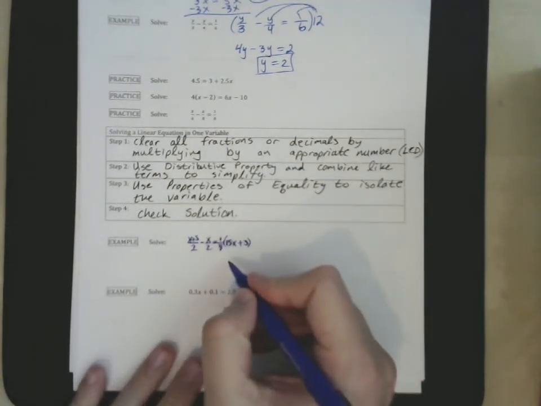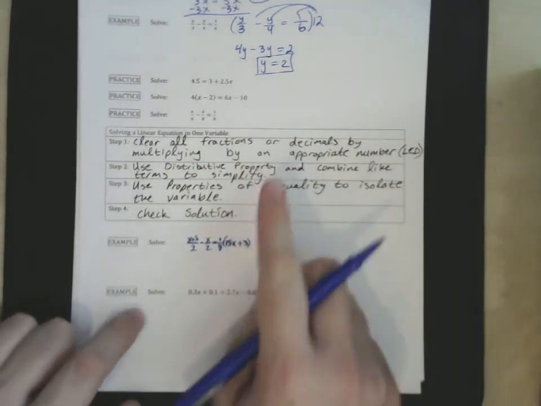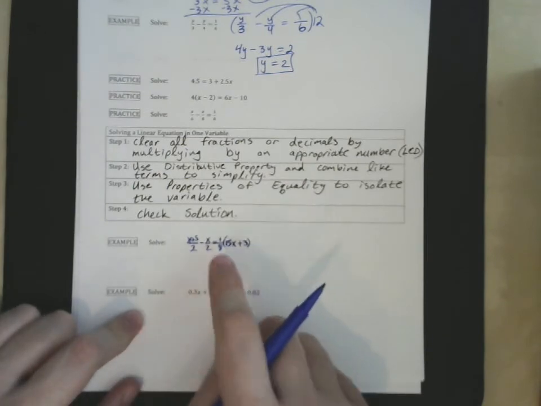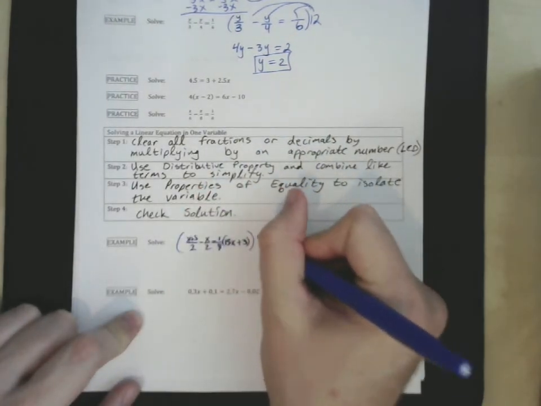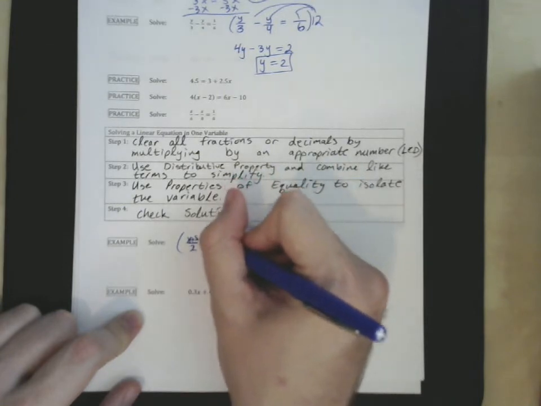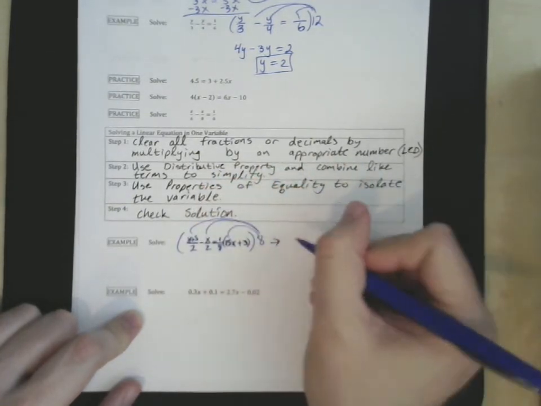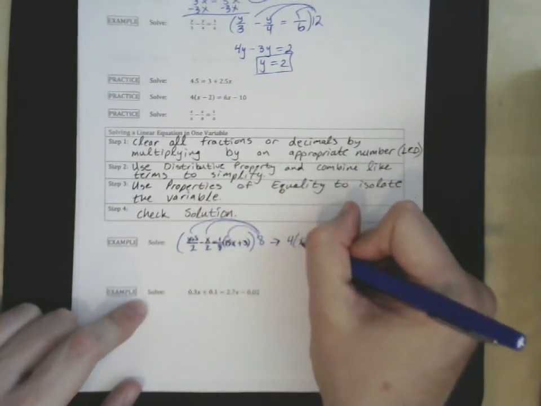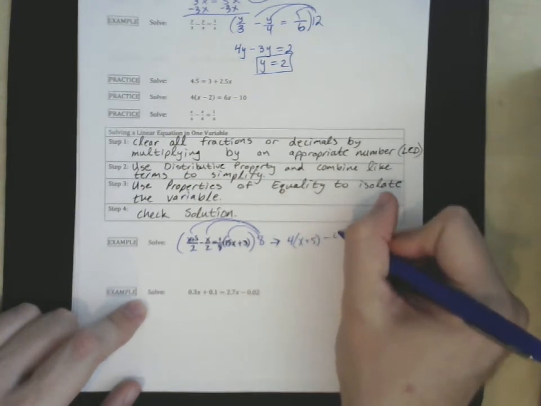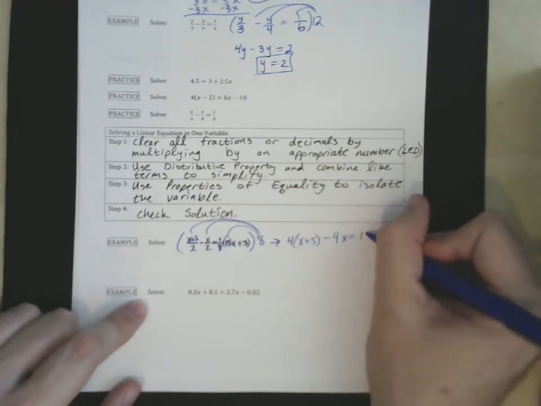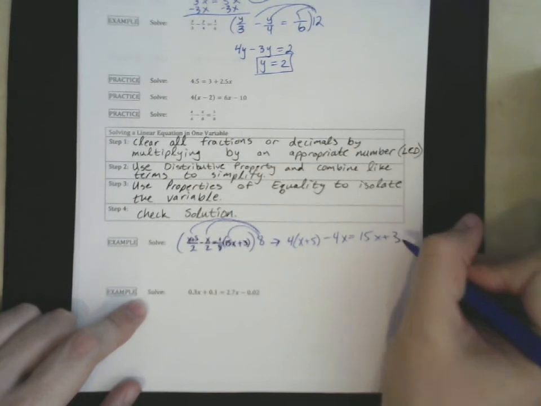So we have to do a lot of things here. First one is clear the fractions. So I have a 2, a 2, and an 8. So I'm going to multiply everything by 8. We're going to distribute that 8 to all 3 terms. And we're going to have 4 times x plus 5 minus 4 times x equals 15x plus 3.